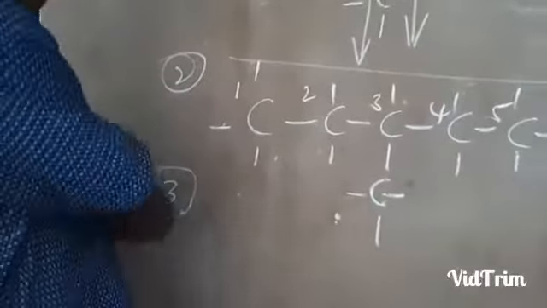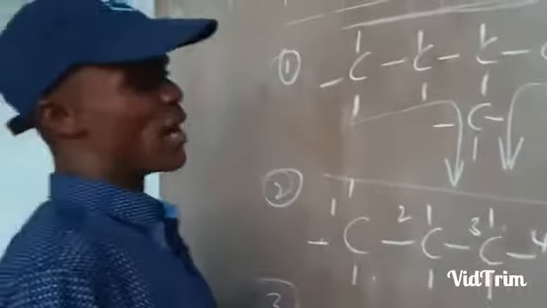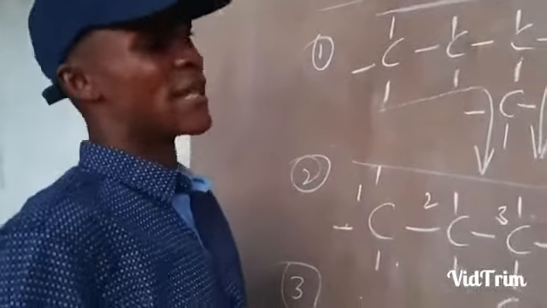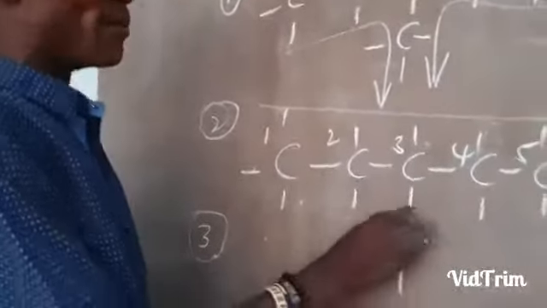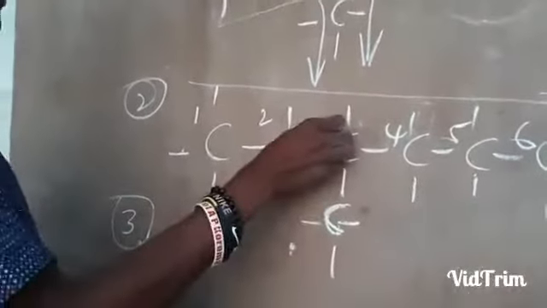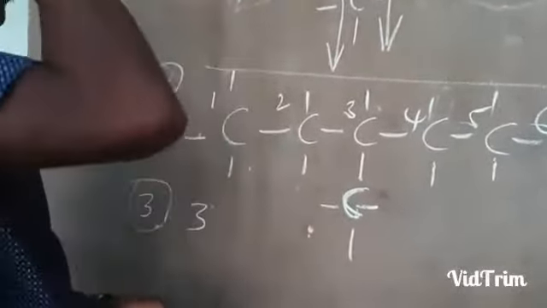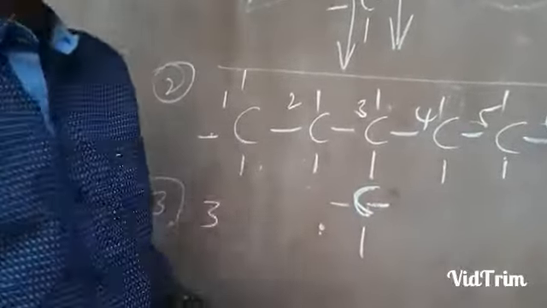Rule number 3. You use the number at which the branch is attached to name the compound. In this case, the branch here is attached at number 3. So when we are naming that compound, we use number 3, because the branch is at number 3. That is what rule number 3 states.